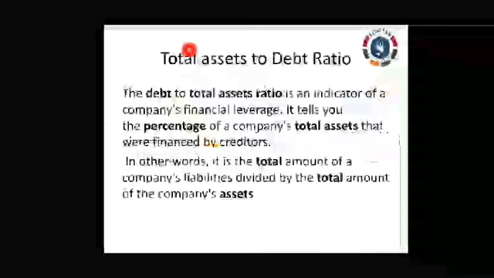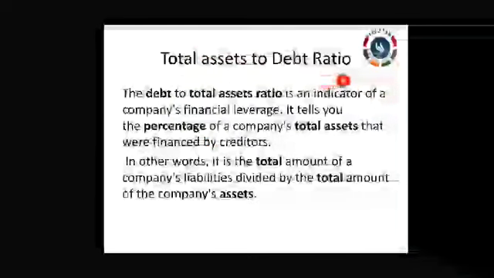Then total assets to debt ratio. It tells the percentage of total asset that will be financed by creditors. So creditors have an eye on total asset. If the total asset value is too high, then the creditor will be in a safe position. So they will be ready to give the loan amount to the company.